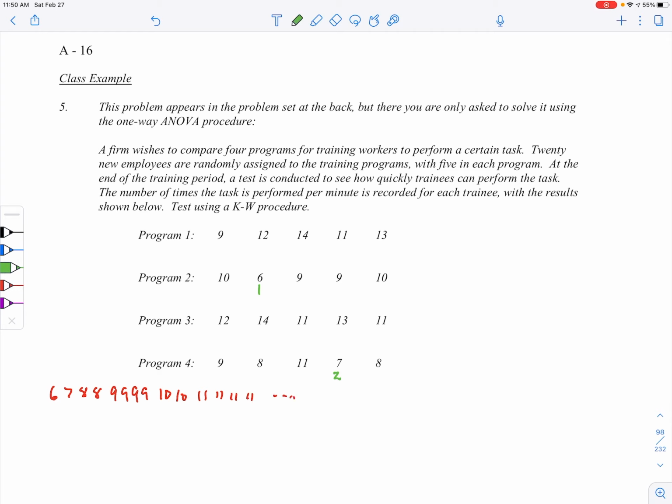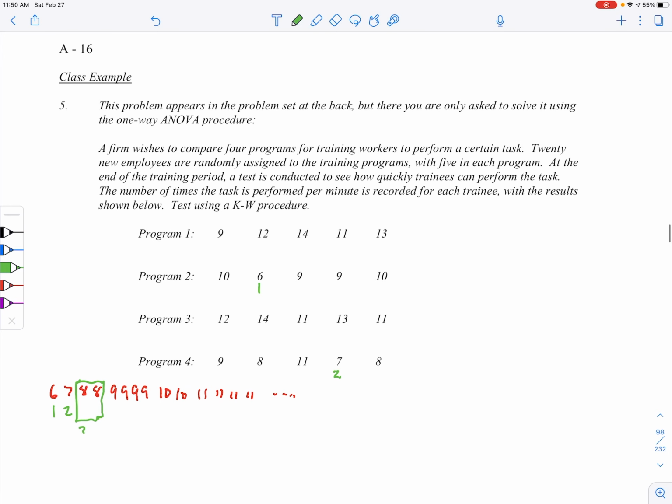So what we do is we say, okay, smallest number is a 6, we assign it a 1. Second smallest number is a 7, so we assign it a 2. Now what we have is a tie for the 3rd and 4th positions. So what we do is we assign them a 3.5 each, which is the average ranking of those two. So the 8s become a 3.5 and a 3.5.